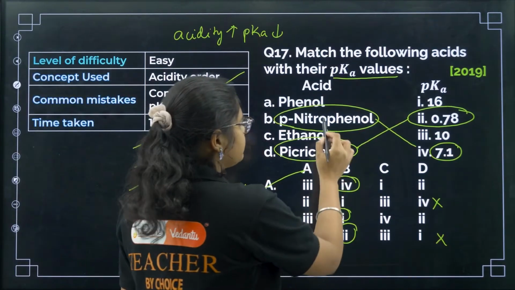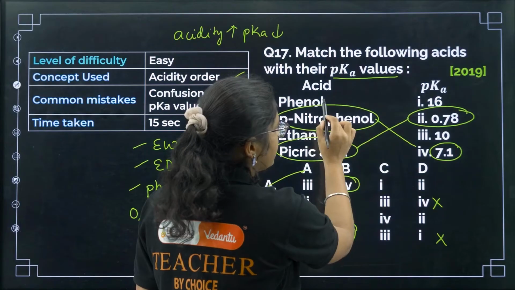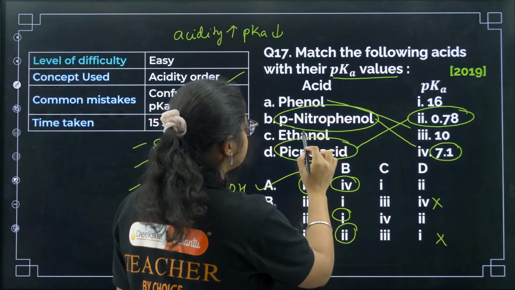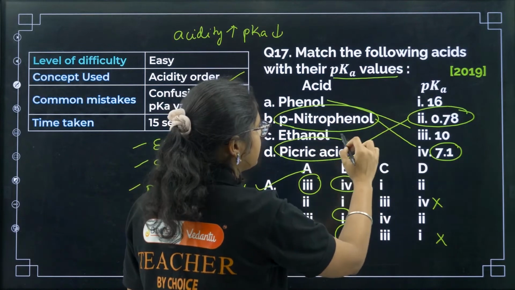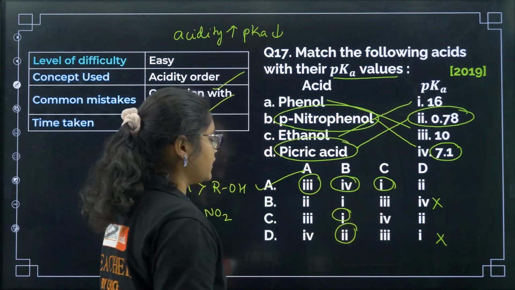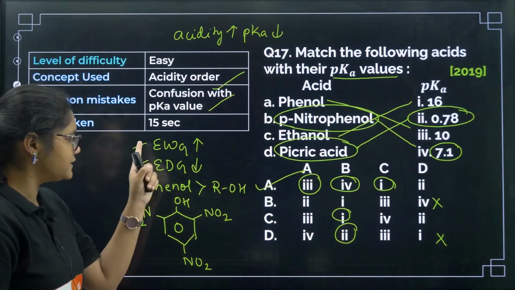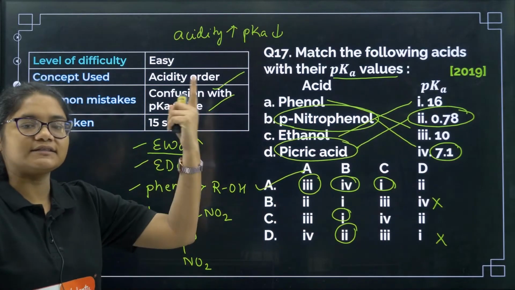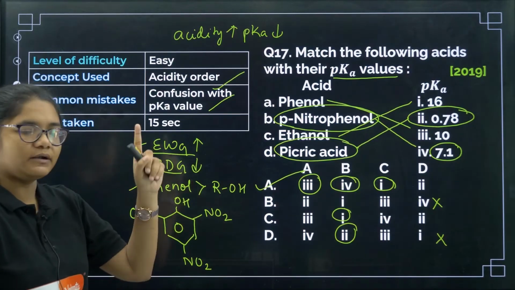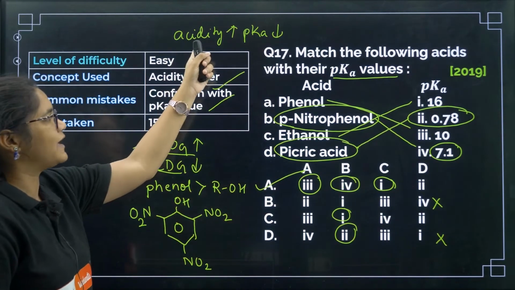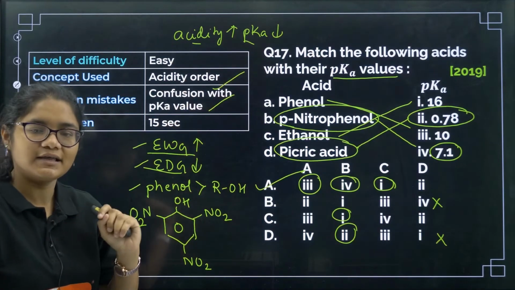Okay. Next, if you see, after that phenol should come. So A should be having 10 value. So that is A is 3, and C the least acidic and the highest pKa value, that is 16. Okay. Option number A will be the correct answer. Here what all concepts you need to revise? Electron withdrawing group increases the acidity, electron donating group decreases the acidity, phenol is more acidic than alcohols, and if acidity is more, pKa value is least.